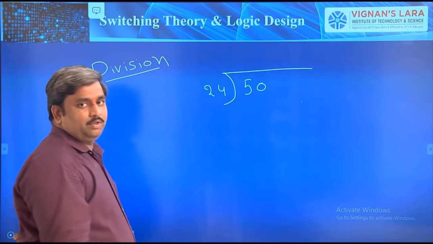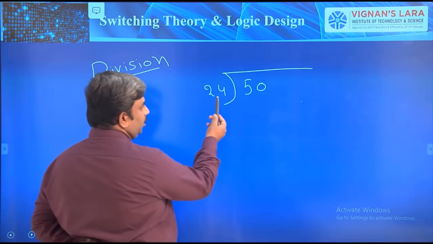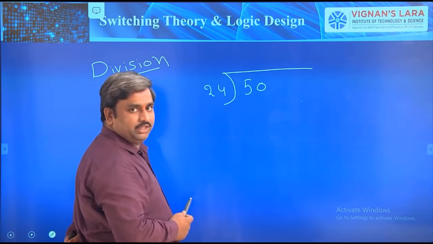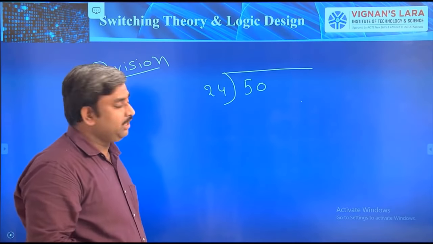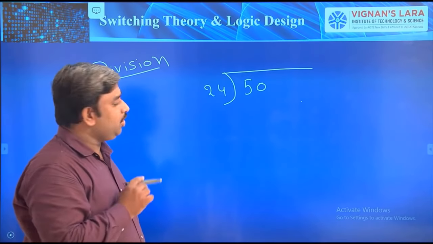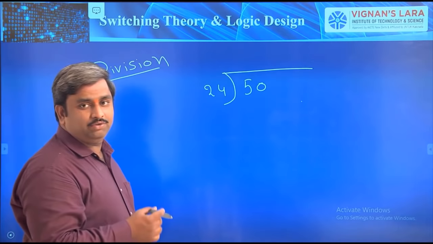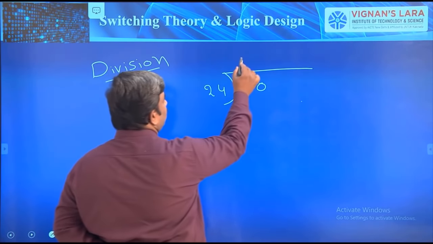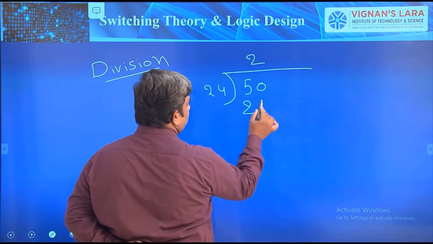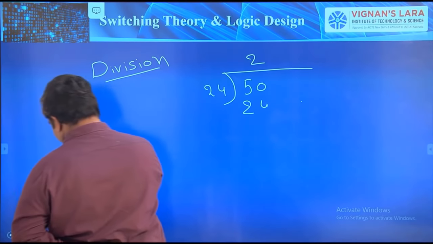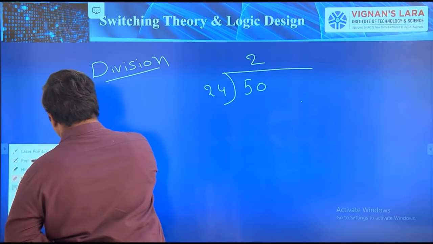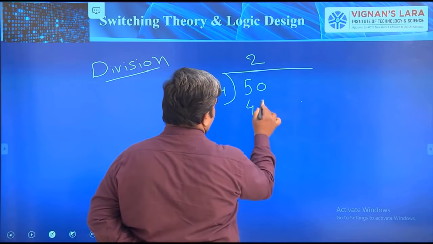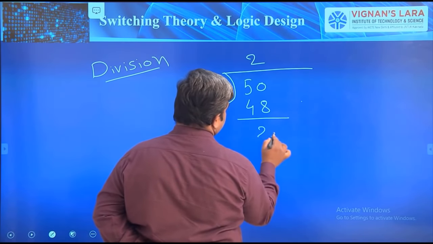Right, so here, check. 24 1s are 24, there is a chance of subtraction. 24 2s are 48, there is also a possibility of subtraction. 24 3s are 72, that is not possible. So for that reason, 2 times. So we write 48 here, and the remainder is 2.